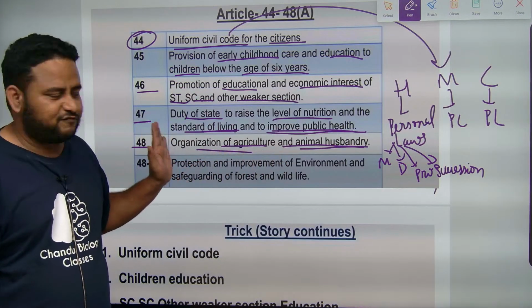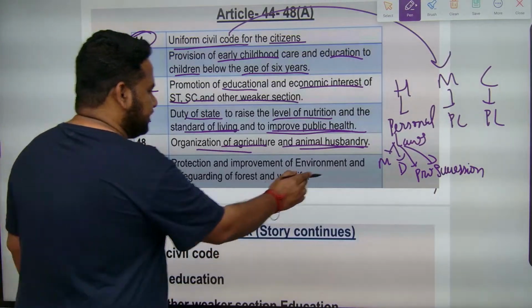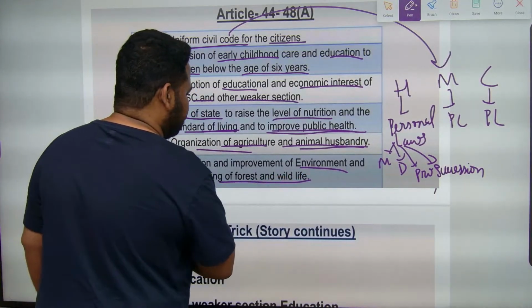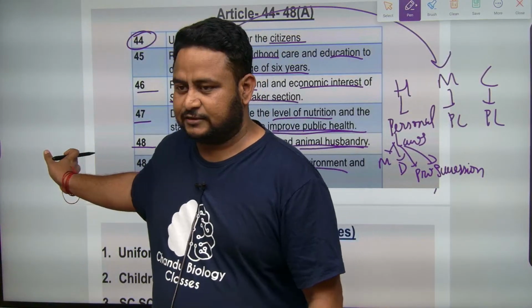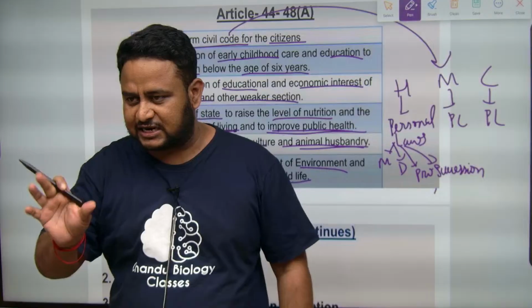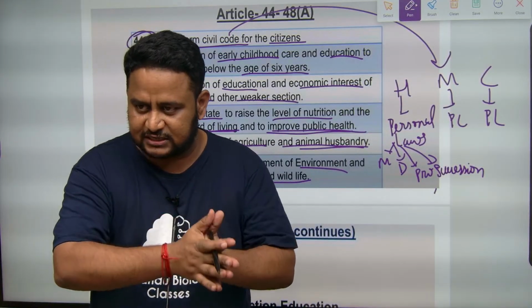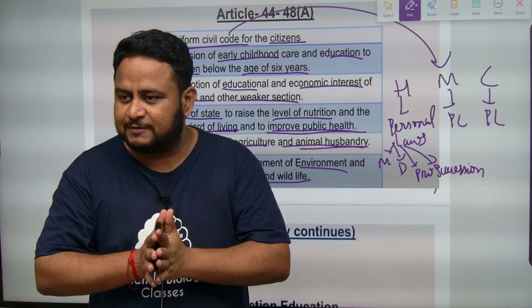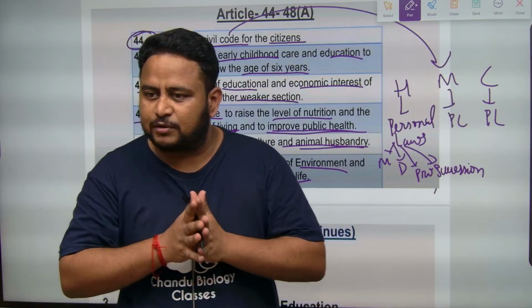That's why Article 48. Now 48A, protection and improvement of environment and safeguarding of forest and wildlife. Article 48A is a subclause under 48. 48 is talking about agriculture and animal husbandry, but 48A is talking about what? Of course, you have to focus on agriculture and animal husbandry, but at the same time, please protect environment, forest and wildlife. That's why the government enforced what?